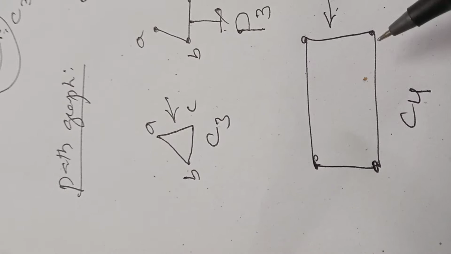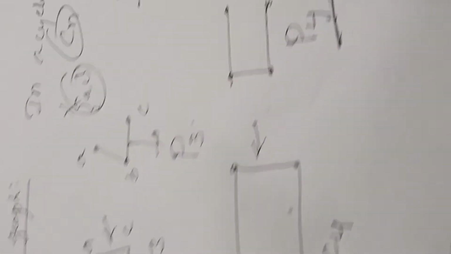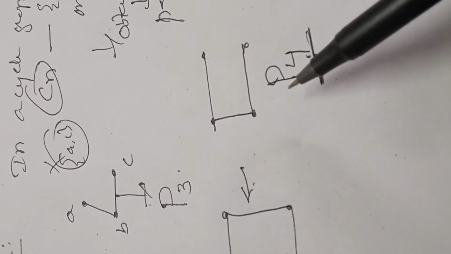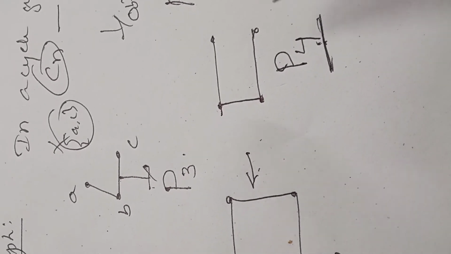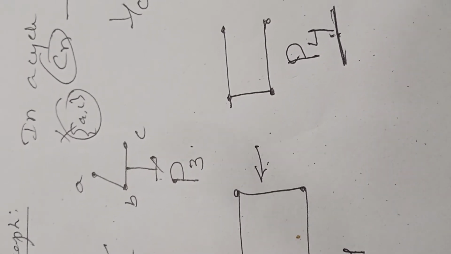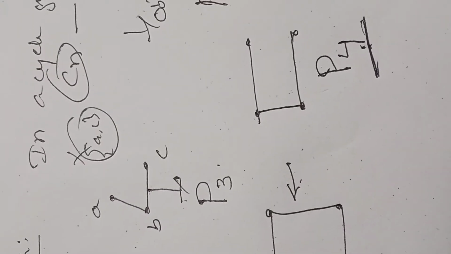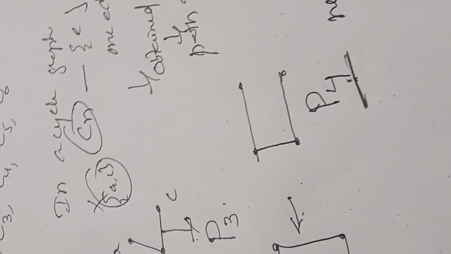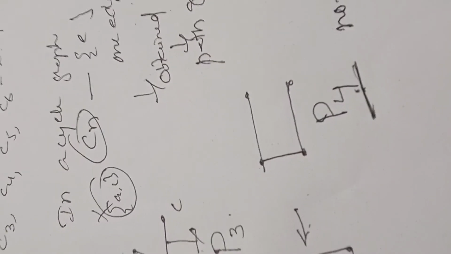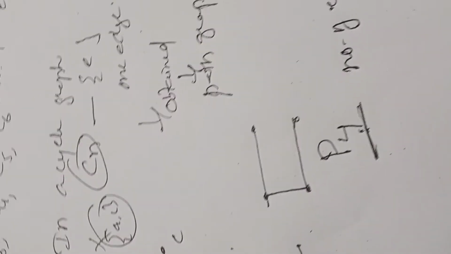Right? In a cycle graph, the number of vertices is equal to the number of edges. Whereas in a path graph, the number of vertices is equal to what? Or the number of edges is equal to the number of vertices minus 1. There is a relation between the number of vertices and the number of edges. The number of edges in a path graph is equal to the number of vertices minus 1.